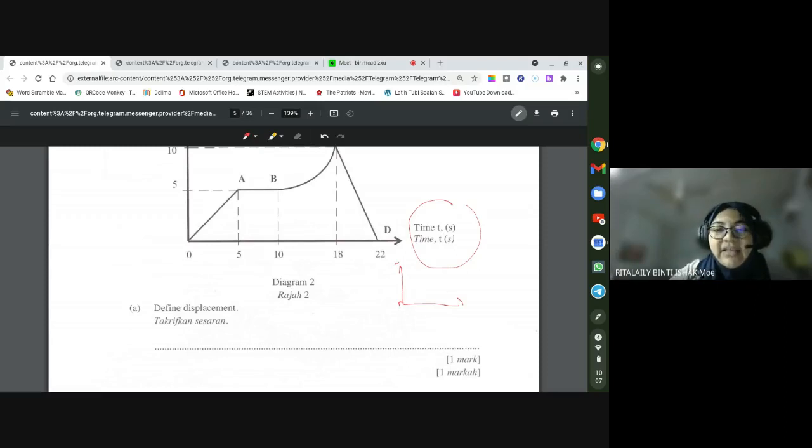Okay, let's say what is the displacement of A and C? So memang ada direction, tapi dia punya definition is the shortest distance. Shortest distance between 2 points in a certain direction. Okay, so that is the definition of displacement. I repeat, shortest distance between 2 points in a certain direction. Okay.